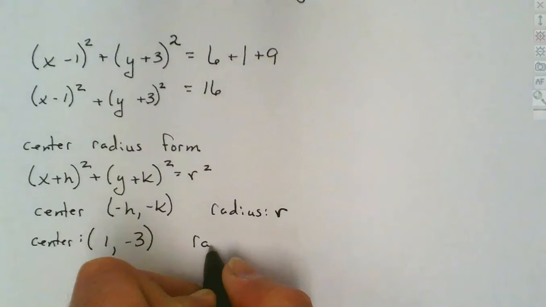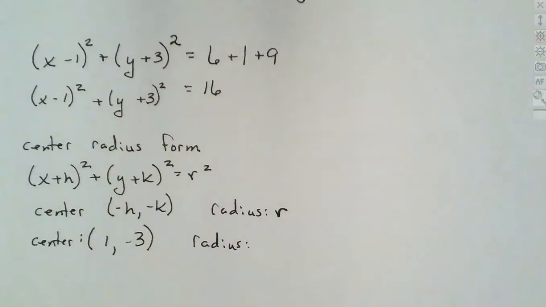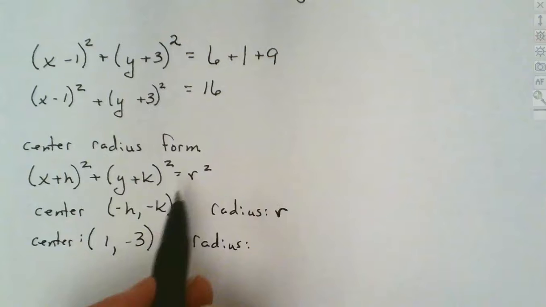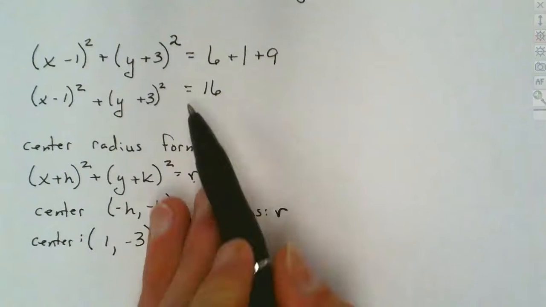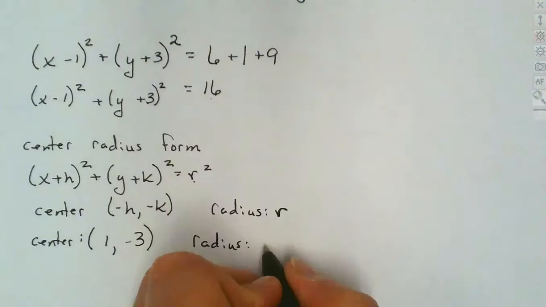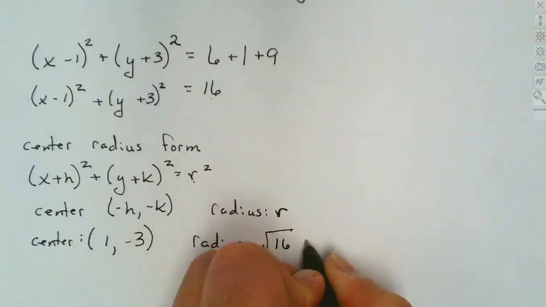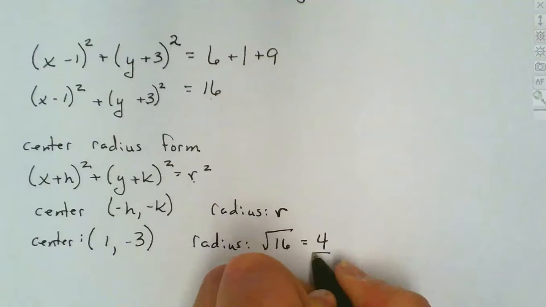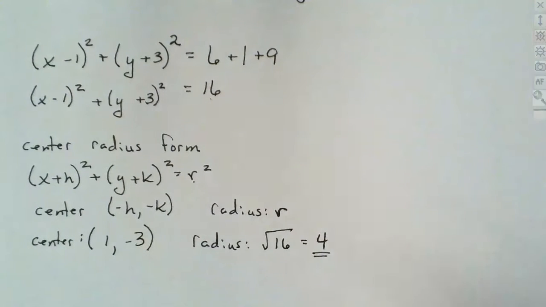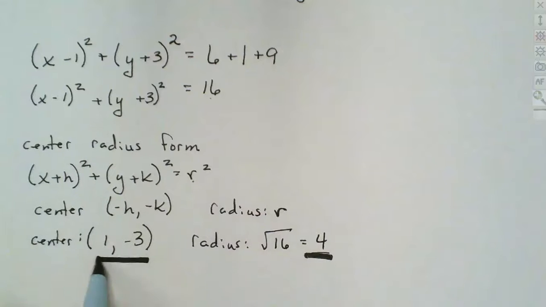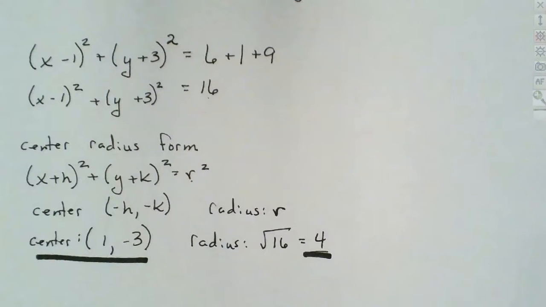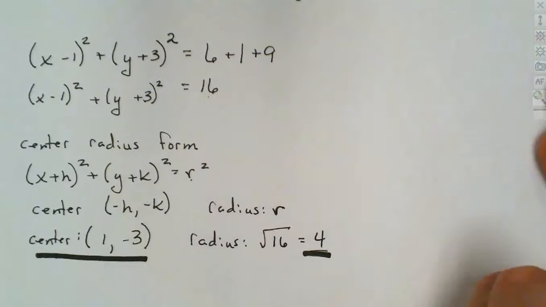And what about the radius? Well, the radius is r, and this was r squared, so what's ours? 16. So we need the square root of 16, which is then 4. So this has a radius of 4 and a center at (1, -3). So it is a circle because the right-hand side came out to be a positive number, and we were then able to get our center and our radius of that circle.